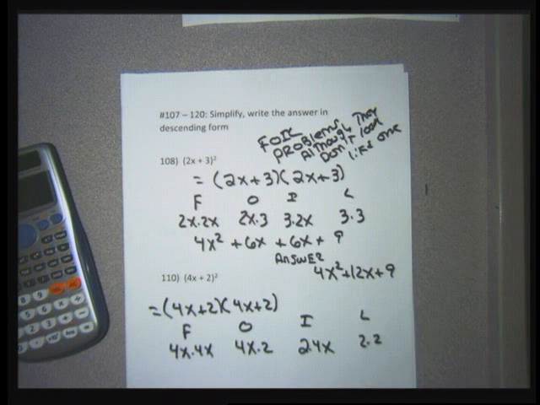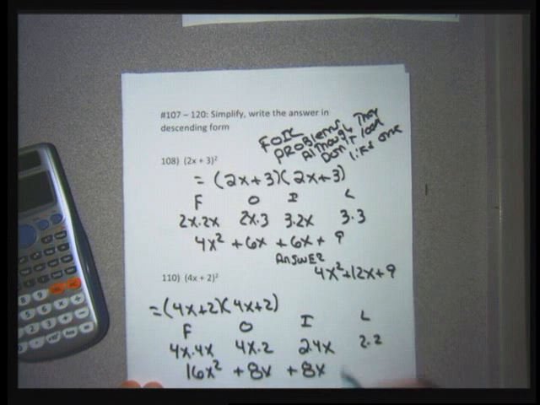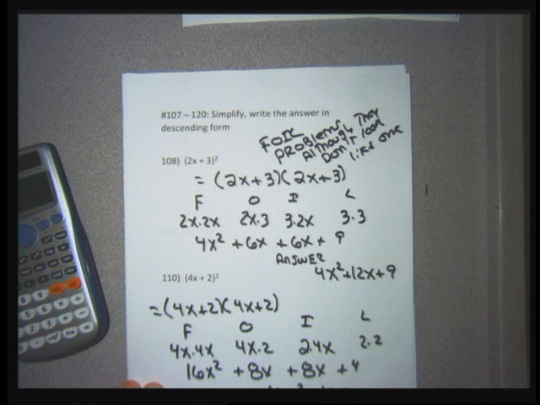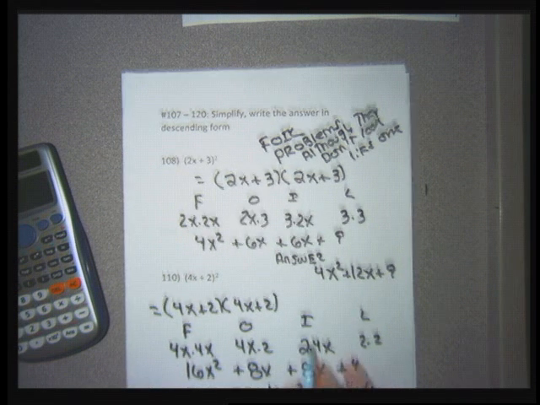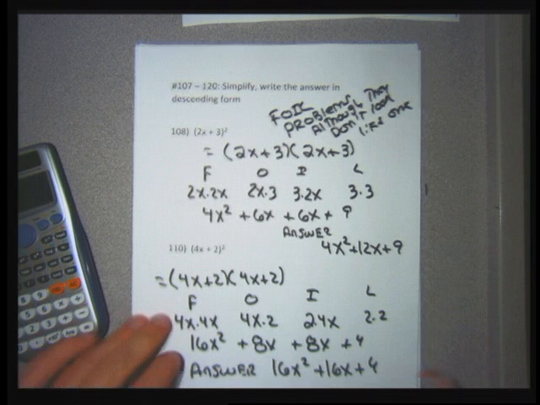So I wrote the problem without the square, made up of 2 binomials being multiplied, do my FOIL, which gives me 16x squared plus 8x plus 8x plus 4. So my answer to 110 is going to be 16x squared plus 16x plus 4. If I don't do the rewrite without the exponent and I just do the first and the last, I'm only going to get the first and the last. I'm going to miss the outers and inners. I'm going to miss the answer.